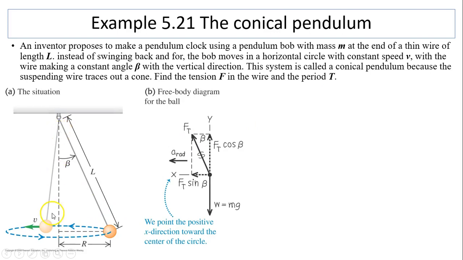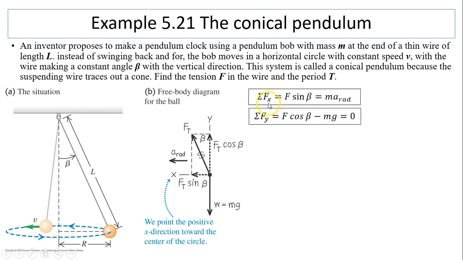To draw a situation diagram, we have this. Basically this is the wire L, and as it turns, you'll have the shape of a cone. Here is the free body diagram. There are 2 forces, tension force and gravity. The tension force has 2 components. One is upward, in the positive y direction. This is the force to overcome gravity. The other force, F times sine beta, is the one providing centripetal force.